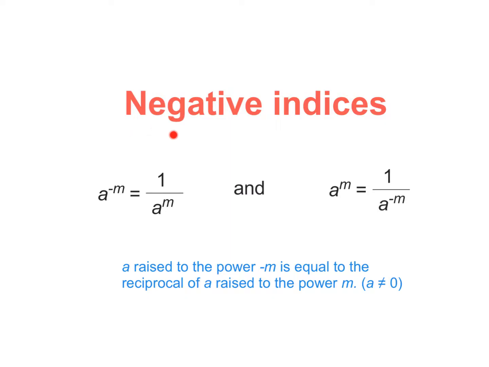In this video, we're going to be looking at negative indices. This all looks very complicated, but it really isn't. All the rule is saying is that if A is raised to a negative value, it is equal to the reciprocal. And what we do with the reciprocal in our fractions is denominator becomes the numerator, numerator becomes the denominator. So we just flip them around.